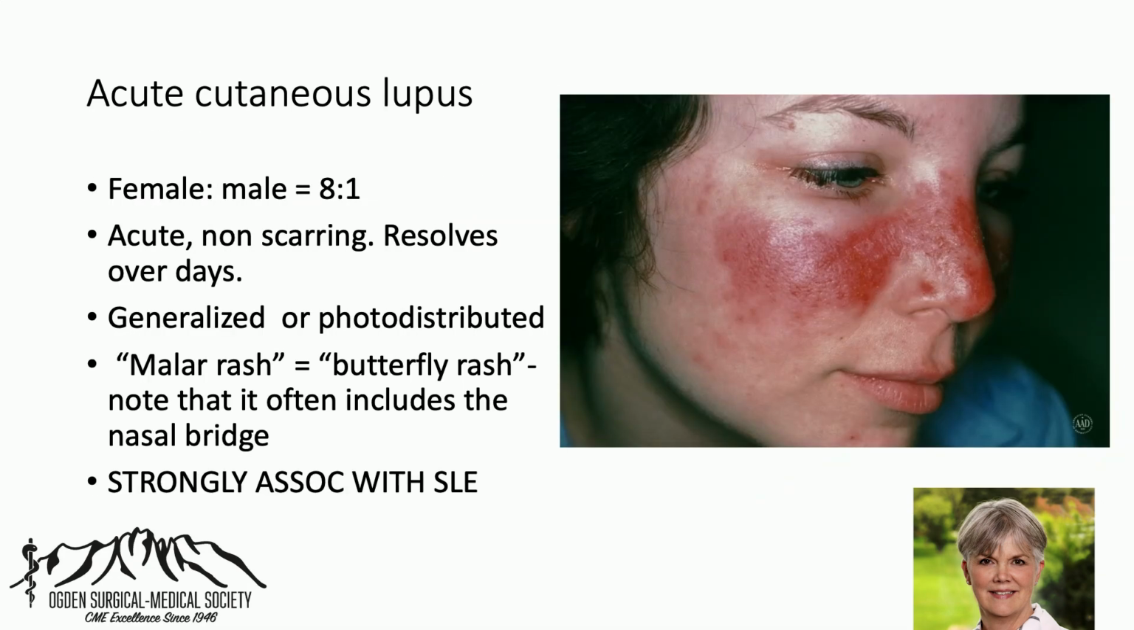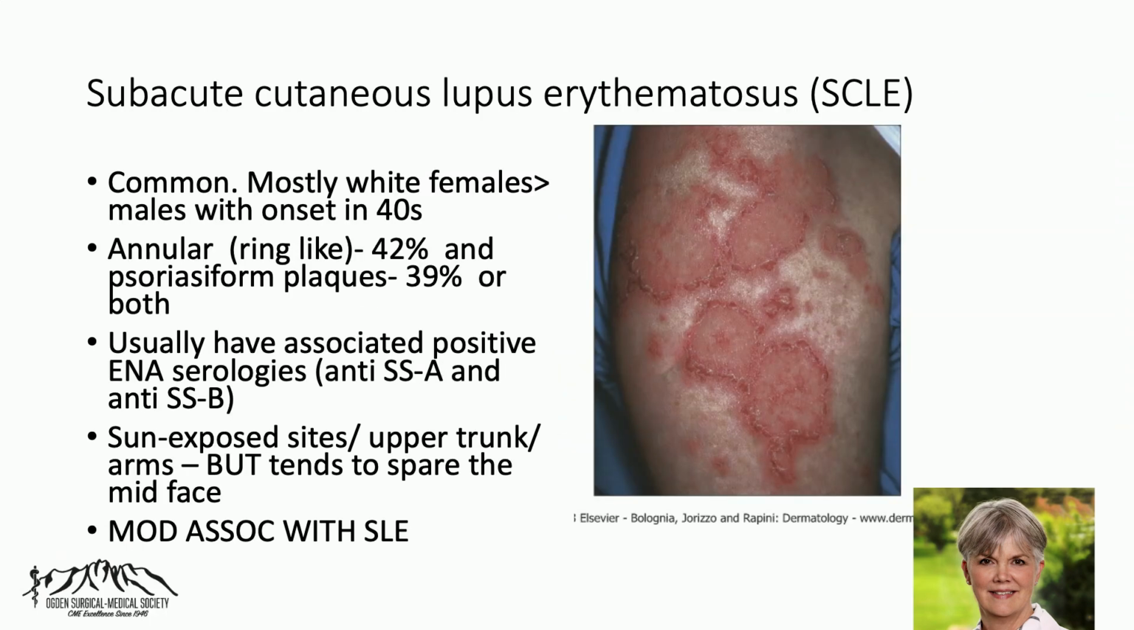Okay, what does acute cutaneous lupus look like? Young women, think young women, young African-American women, but any young woman. It is non-scarring, it resolves. It is what you think of as the butterfly rash, the malar rash across the bridge of the nose and including the bridge of the nose, and it can be more generalized or photo-distributed.